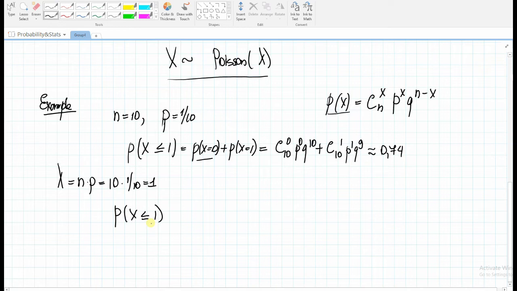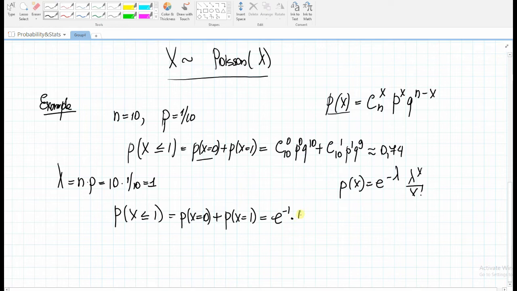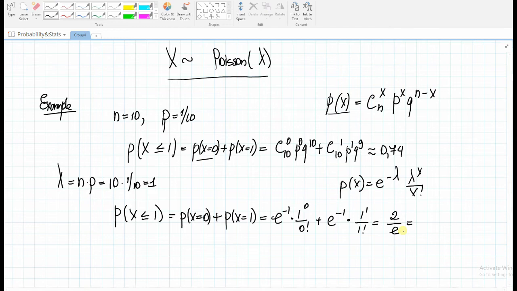So this will be P(X=0) plus P(X=1). Do you remember the formula of the Poisson? It was e to the power of minus lambda, lambda to the power of x, divided by x factorial. So this should be e^(-1) multiplied by 1^0 divided by 0 factorial, plus e^(-1) multiplied by 1^1 divided by 1 factorial. So this is 2 over e. Could you please tell me what this is in the calculator? Could you please divide 2 by e? So this is 0.738 or something like this, right? Very close to our previous example, right?